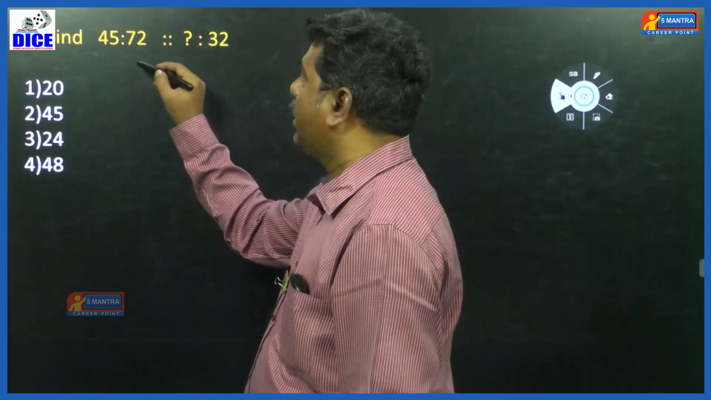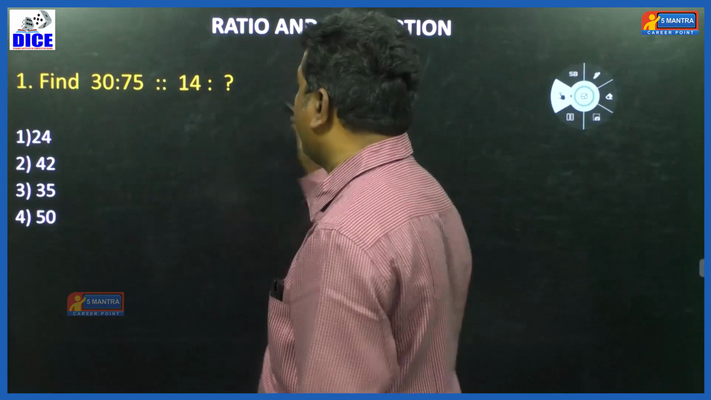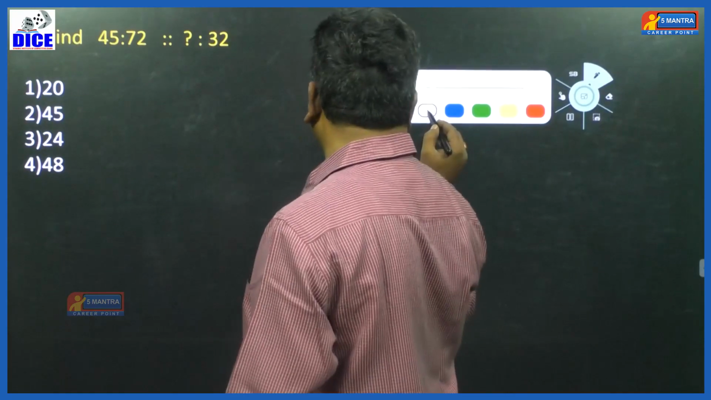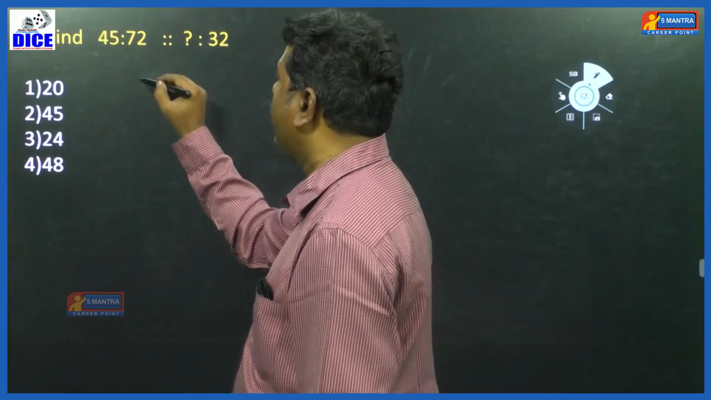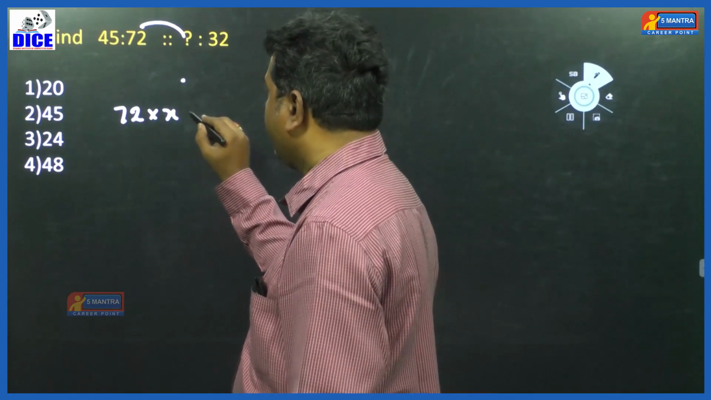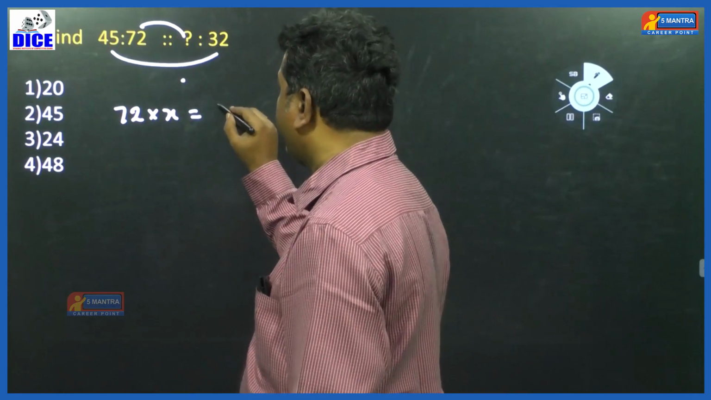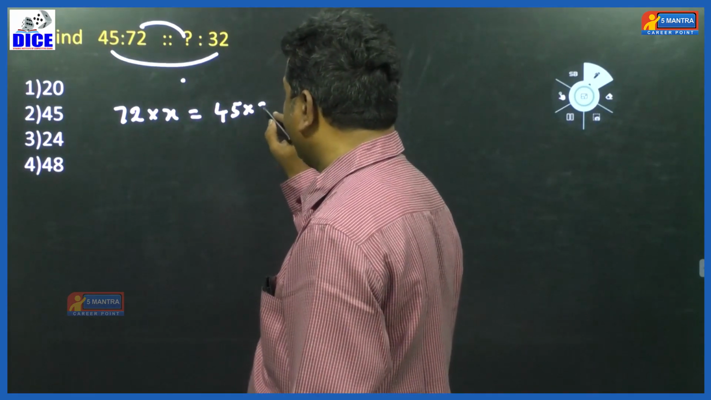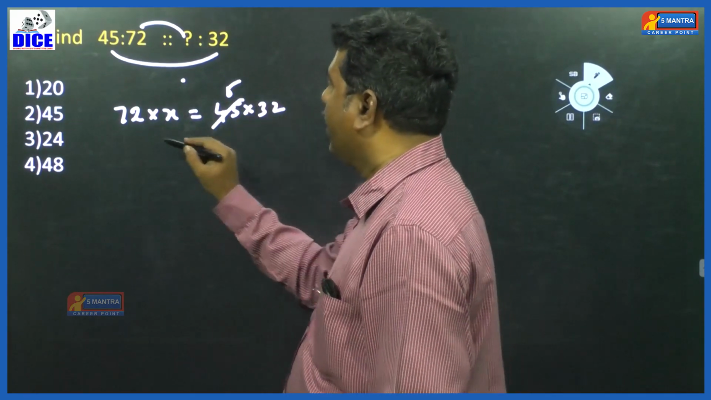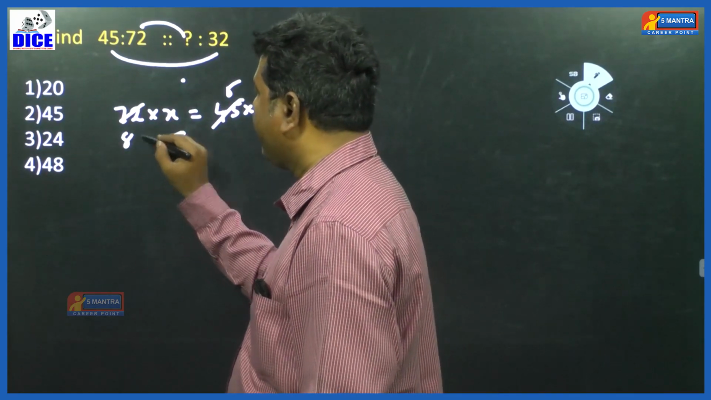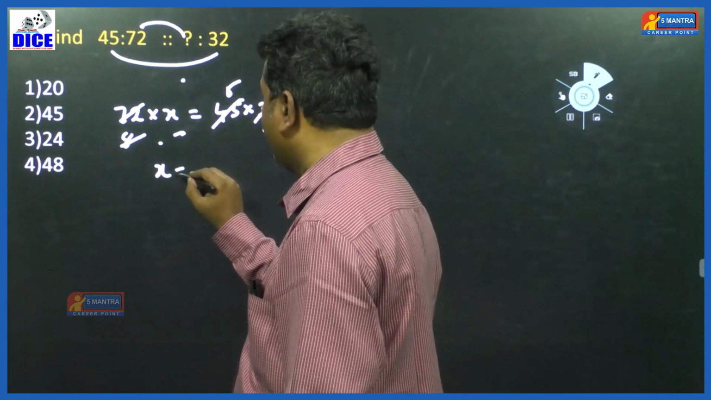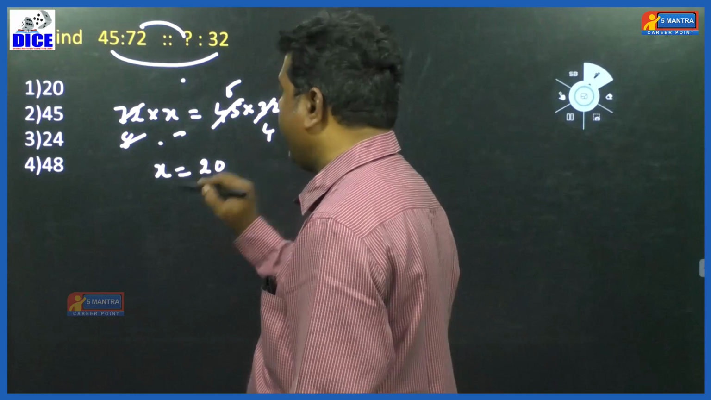See here, same process. Product of means 72 into question mark. So 72 into x is equal to extremes, 45 into 32. So now we can take the 9 table. 9 5s are 45, 9 8s are 72, 8 1s, 8 4s. So x is equal to 5 into 4, 20 is the answer.